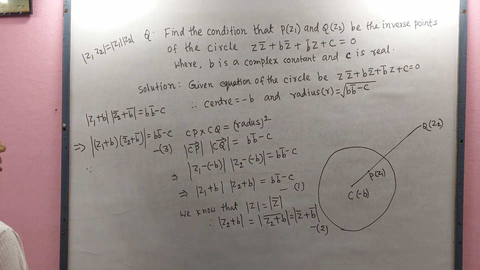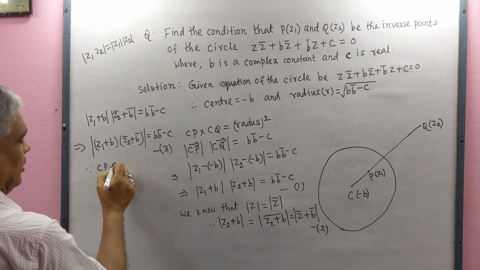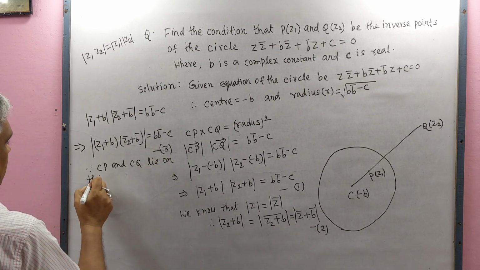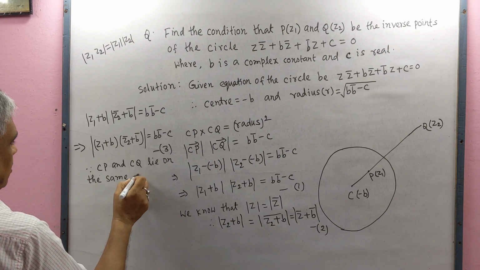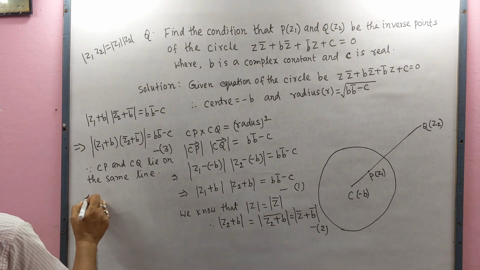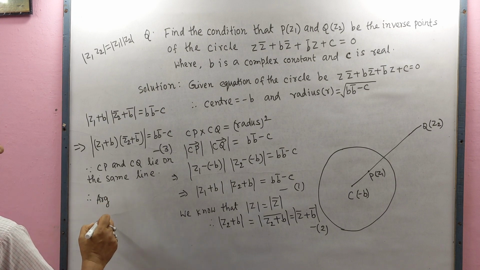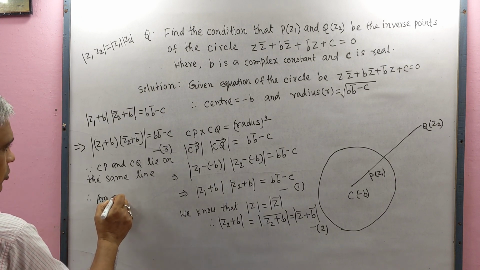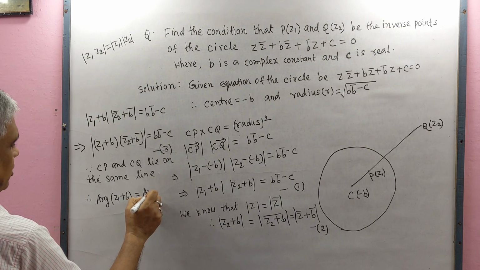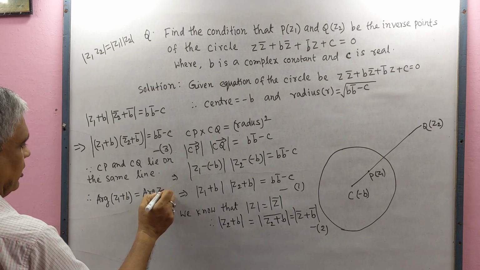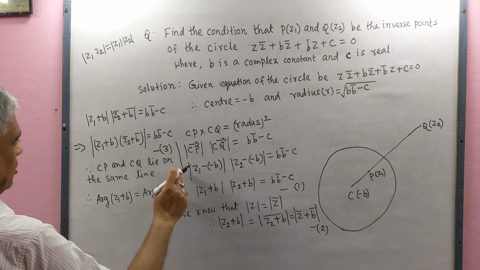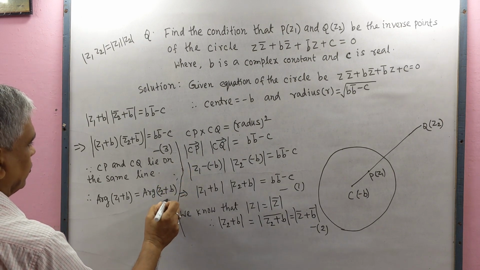Since CP and CQ lie on the same line, therefore the argument of Z1 plus B equals the argument of Z2 plus B. This is number 4.